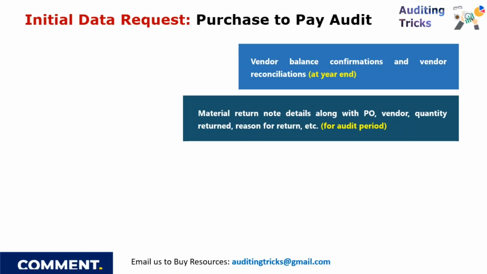there might be possibilities we might be returning the material to the vendor, so we can check against which PO, from which vendor, and what quantity we have returned to the vendor, and what were the reasons for those returns. It can be asked for the whole audit period.